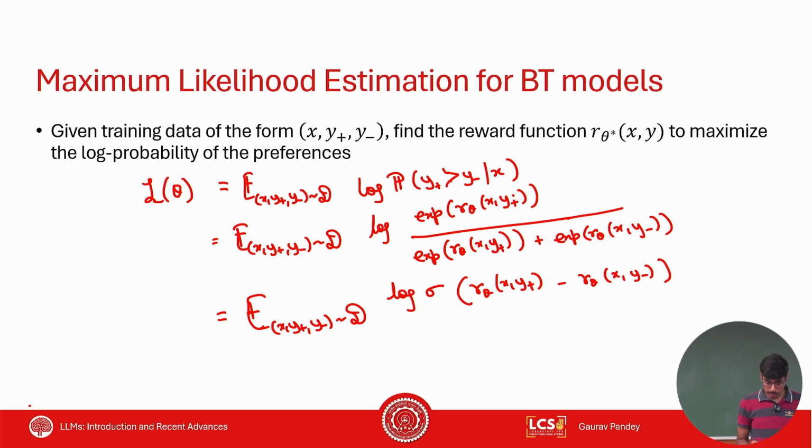Okay. So what is this likelihood saying? It's simply saying that the reward of the preferred response y plus, maximize this quantity and reduce the reward of the unpreferred response. So basically try to maximize the difference between the preferred response and the rejected response. That's all this likelihood is trying to do.